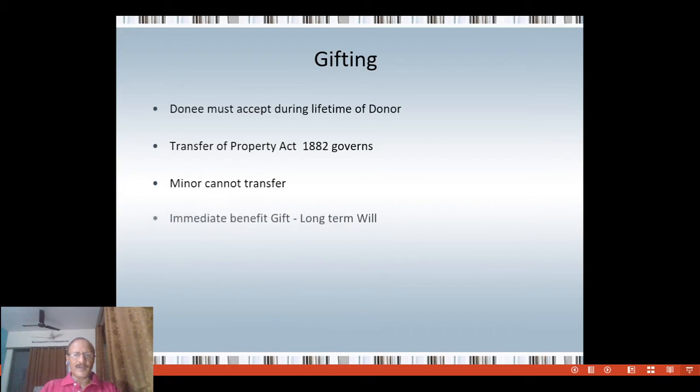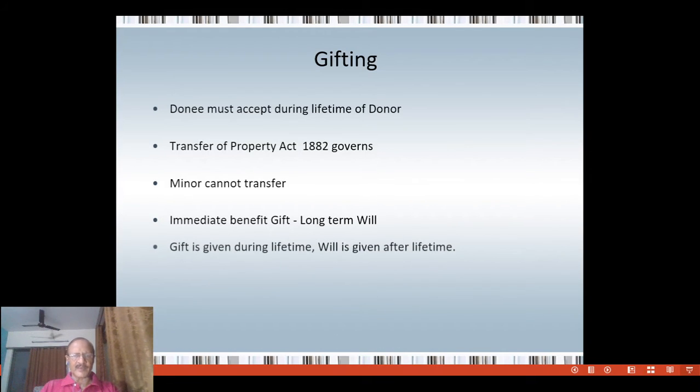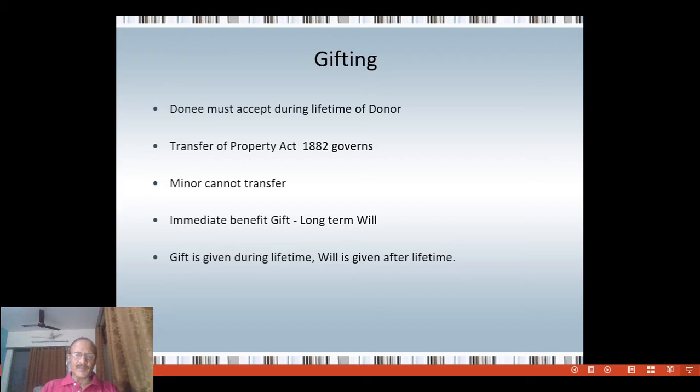It's not allowed. If you want to give something to somebody with immediate benefit, gift is the right answer. But if you want to give it on a long-term basis, will is the answer. Gift is given during the lifetime, will is given after the lifetime. In both cases, only own property can be gifted, not ancestral.